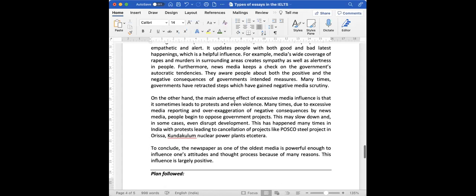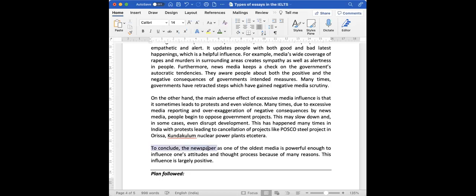On the other hand, the main adverse effect of excessive media influence is that it sometimes leads to protests and even violence, many times due to excessive media reporting and over exaggeration of negative consequences by news media. People begin to oppose government projects. This may slow down and in some cases even disrupt development. This has happened many times in India with protests leading to cancellations of projects like POSCO steel project in Odisha, Kudankulam nuclear power. Yes, ma'am.